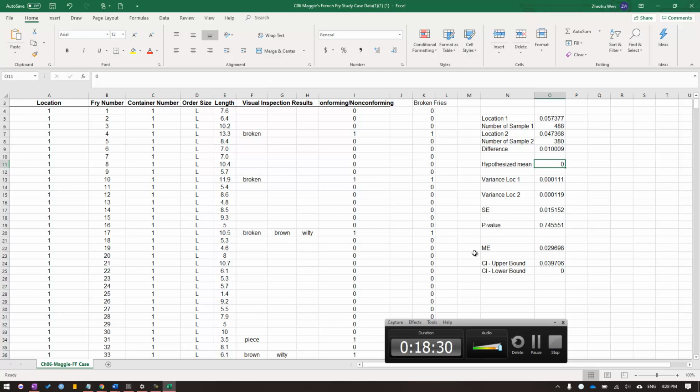I hope the whole thing made sense to you. I think with this you have enough information to proceed to conduct the proportion difference test on column I.